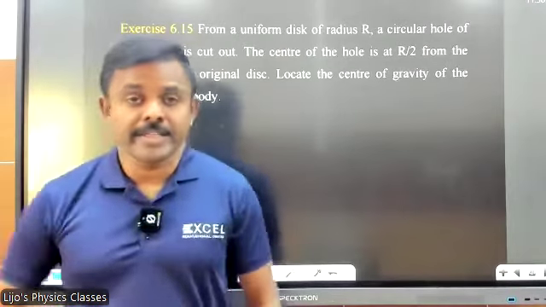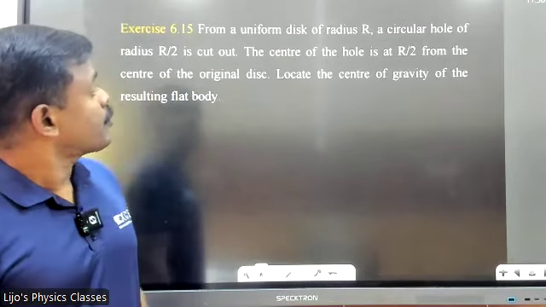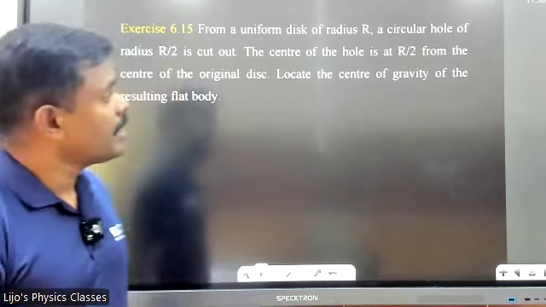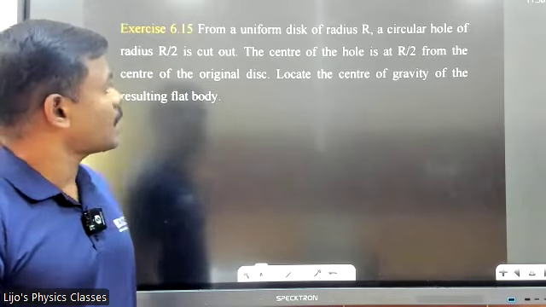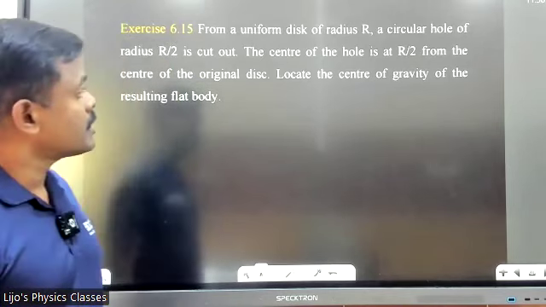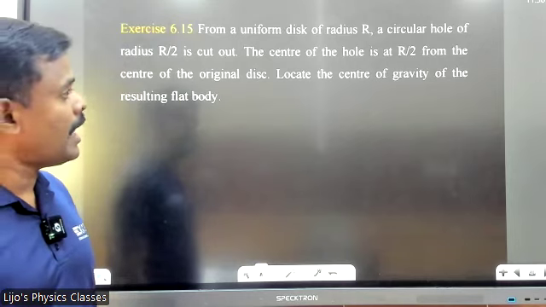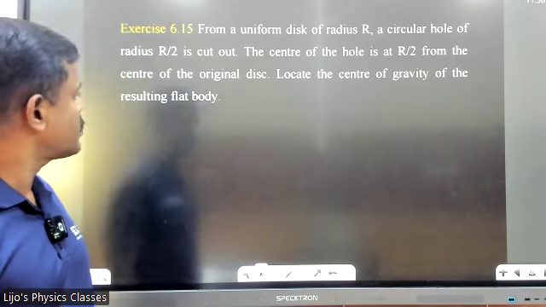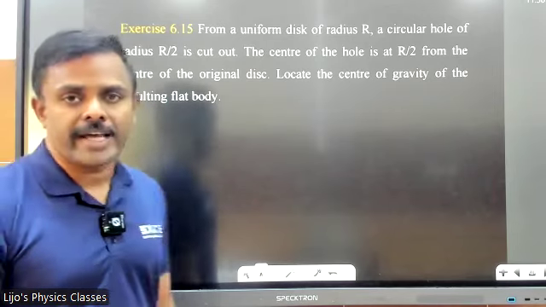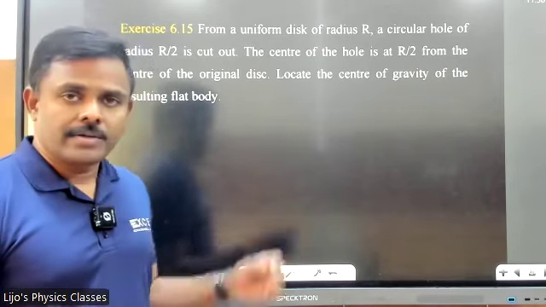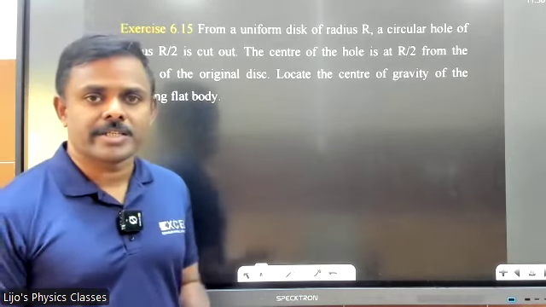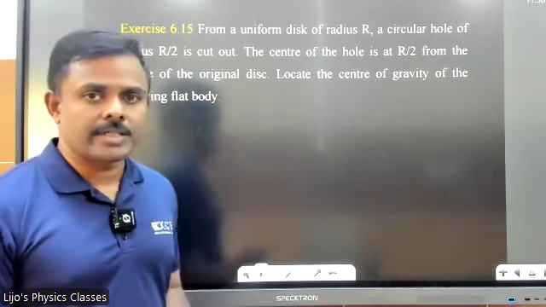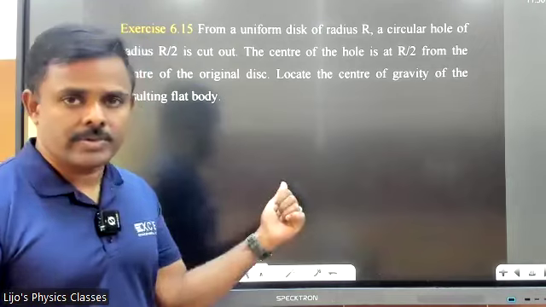Now we have exercise 6.15. From a uniform disk of radius R, a circular hole of radius R by 2 is cut out. The center of the hole is at R by 2 from the center of the original disk. Locate the center of gravity of the resulting flat body. Okay. Very little chance for this question, but still, if they ask advanced questions, this question has a chance.